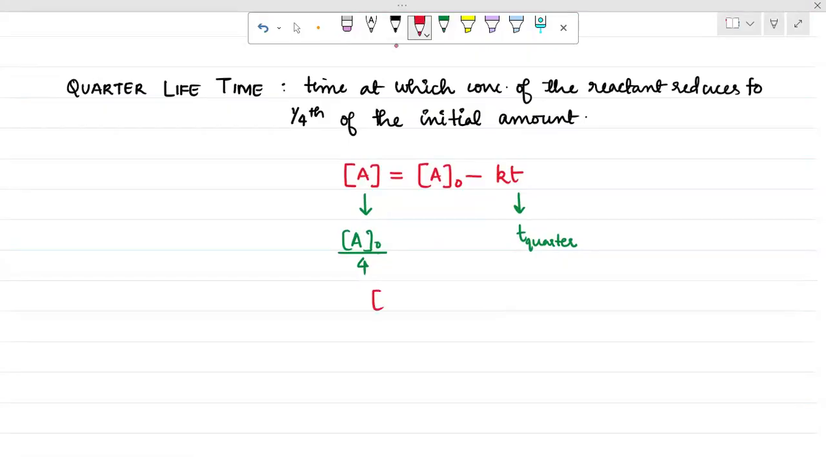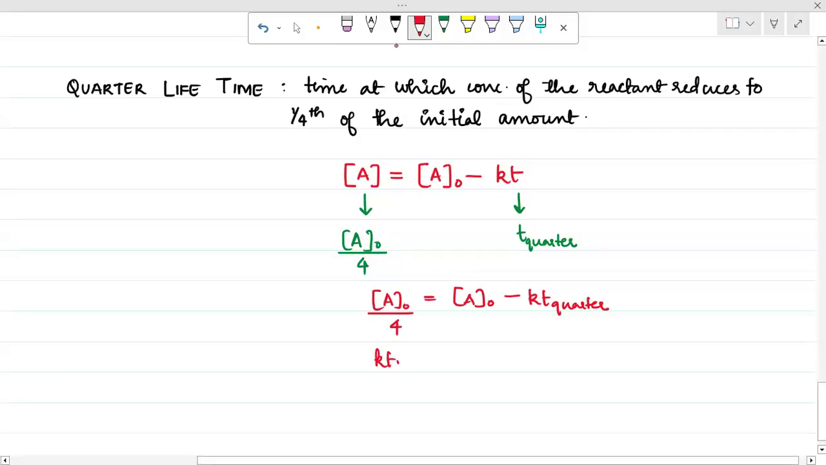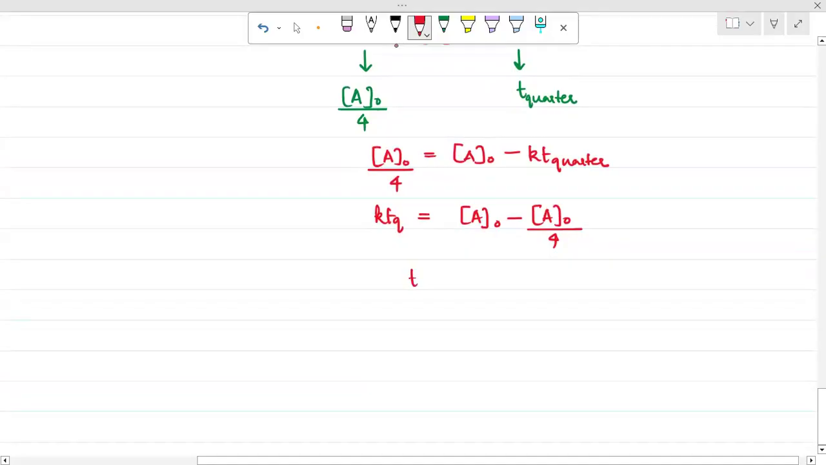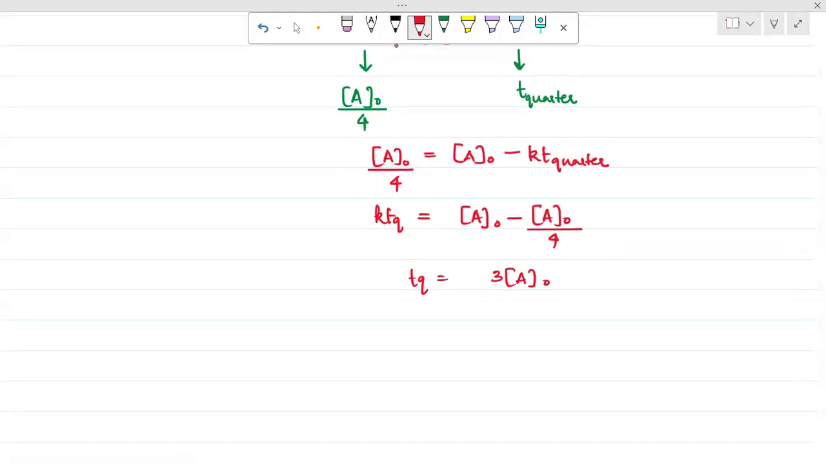It's going to be concentration A naught by 4 is equal to concentration A naught, initial concentration, minus k t quarter. So k t quarter is equal to initial concentration minus the final concentration, which is A naught by 4. If I rearrange this, I get 4 minus 1, 3 times initial concentration by 4k. Equation number 5.